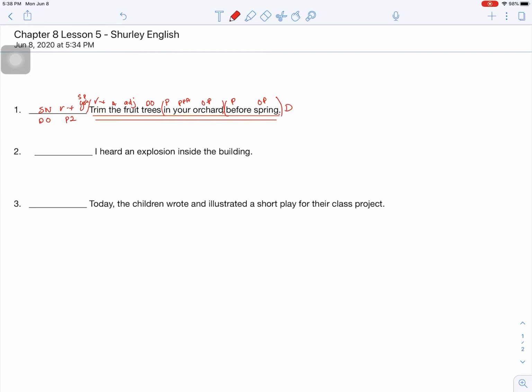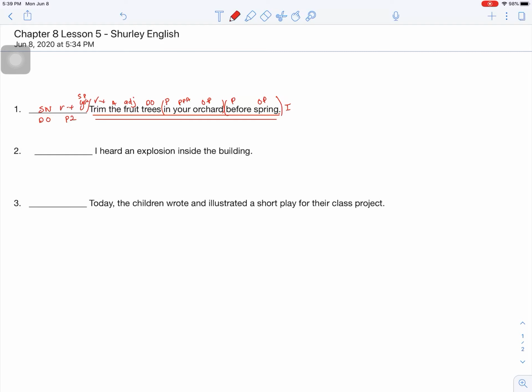Oh, just wait a second. I made a mistake. It's trim. It's commanding. It's an imperative. It's something that you must do. Is it in the natural order of the sentence? Yes, it is. We don't have the predicate before the subject. Okay, let's move on to sentence number 2.